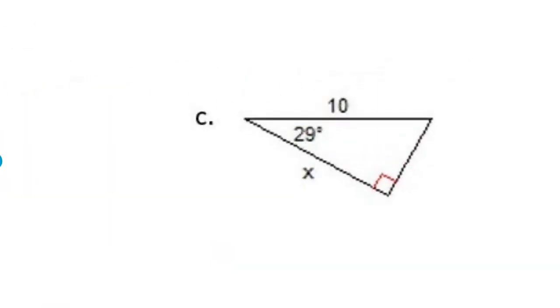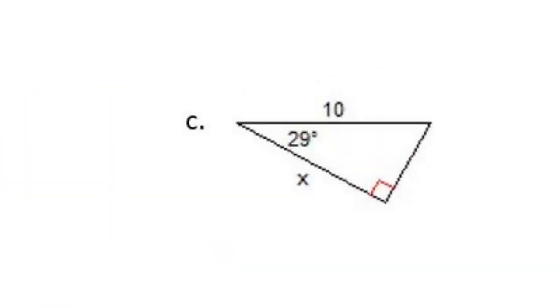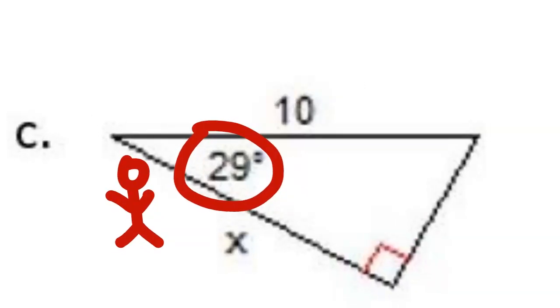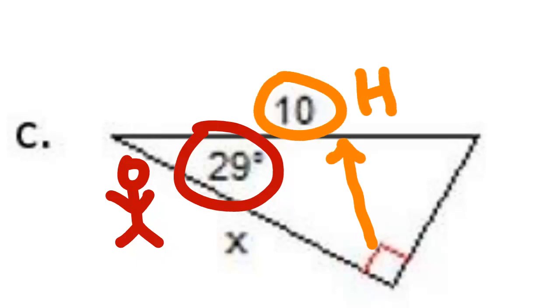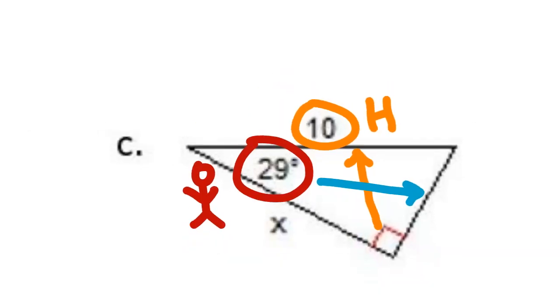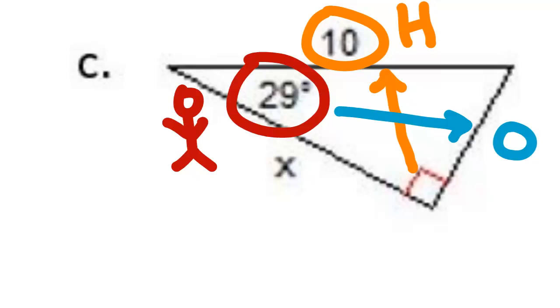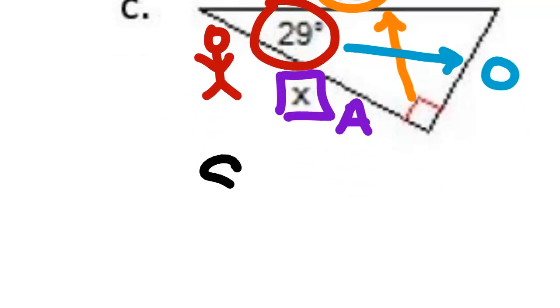Last one. We have just enough time to finish up this last one. Circle our given angle, which is where? 29 degrees. Then we label our sides. Hypotenuse first. What's the hypotenuse? 10. Then my opposite side, which is over here. And the adjacent side would have to be what? X. We're going to decide which trig function to use.